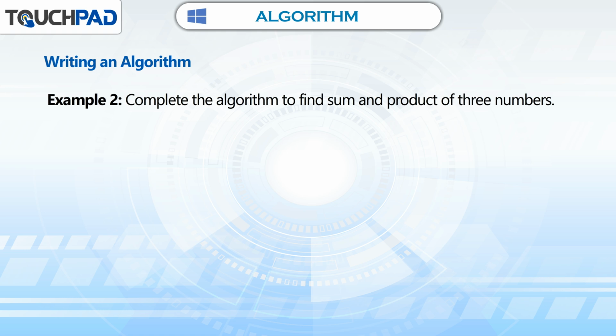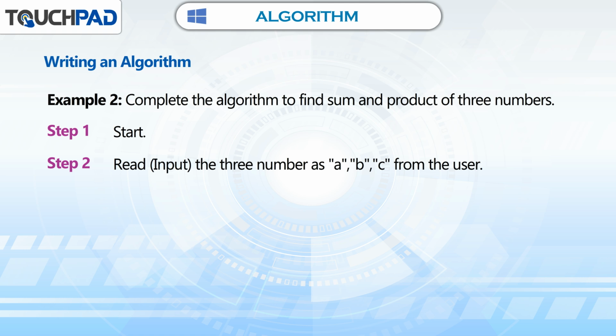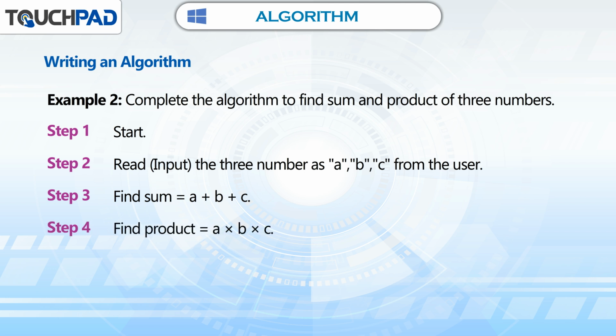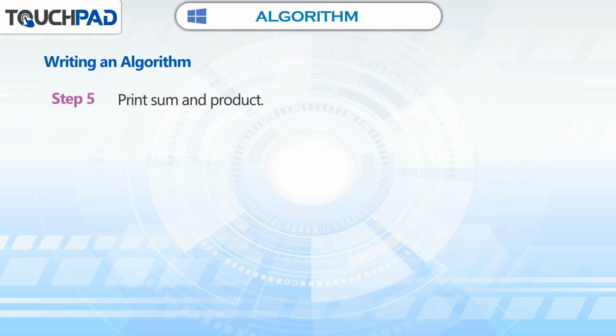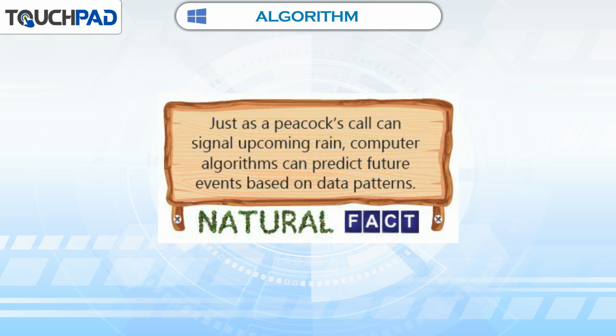Example 2. Complete the algorithm to find sum and product of three numbers. Step 1. Start. Step 2. Read, input the three numbers as A, B, C from the user. Step 3. Find sum = A + B + C. Step 4. Find product = A × B × C. Step 5. Print sum and product. Step 6. Stop.